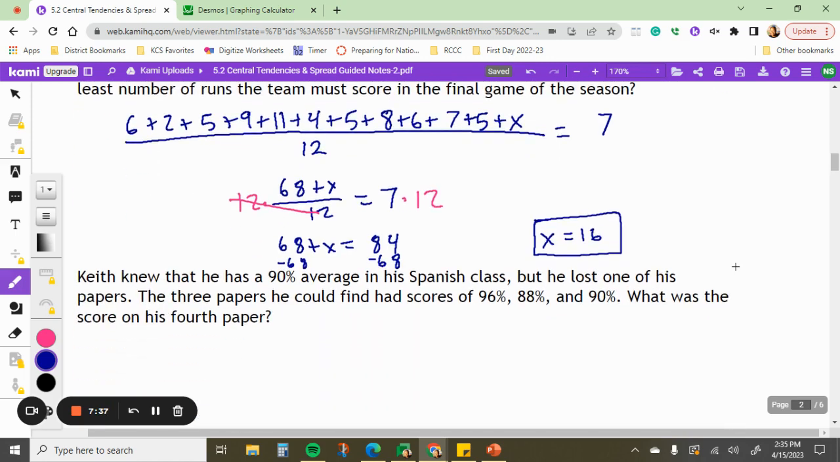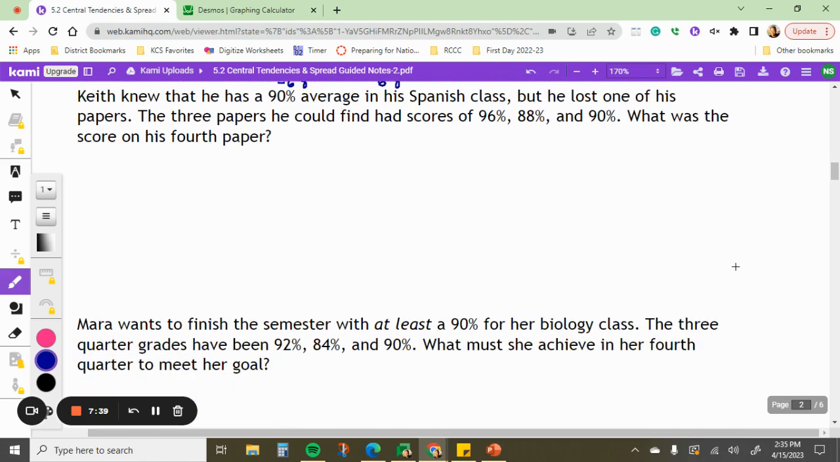Now, let's look at another example. Keith knew that he has an average of 90% in his Spanish class, but he lost one of his papers. The 3 papers he could find had scores of 96%, 88%, and 90%. What was the score on his 4th paper? So what is he missing? He knows he has an average of 90%.